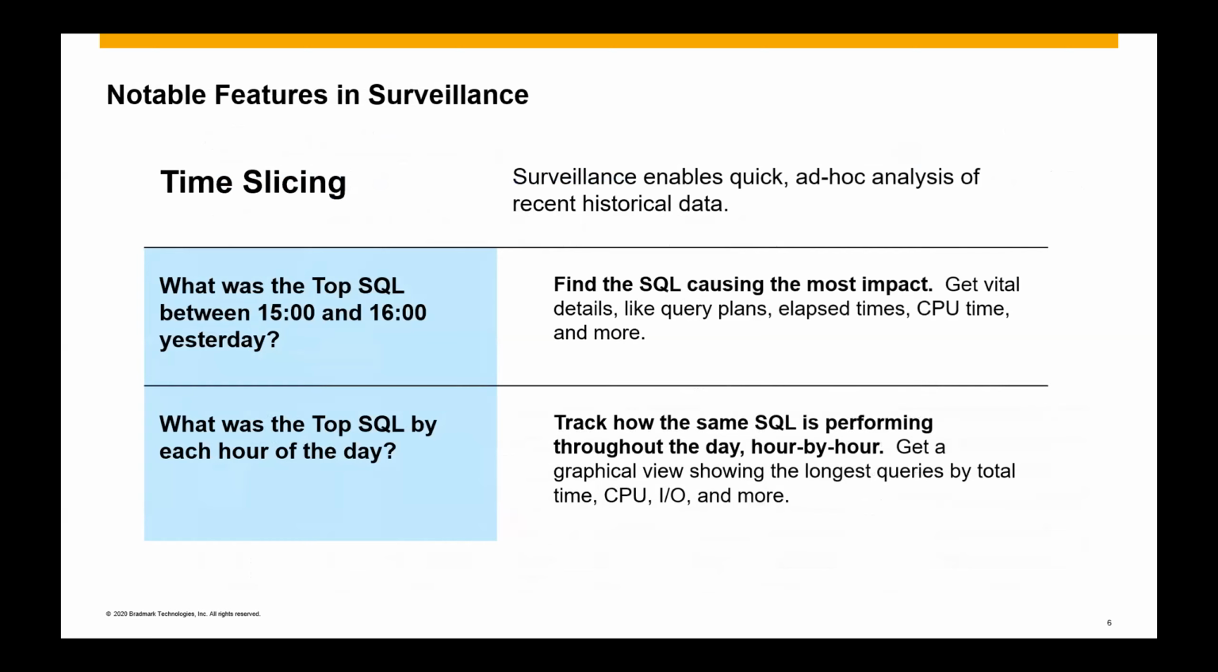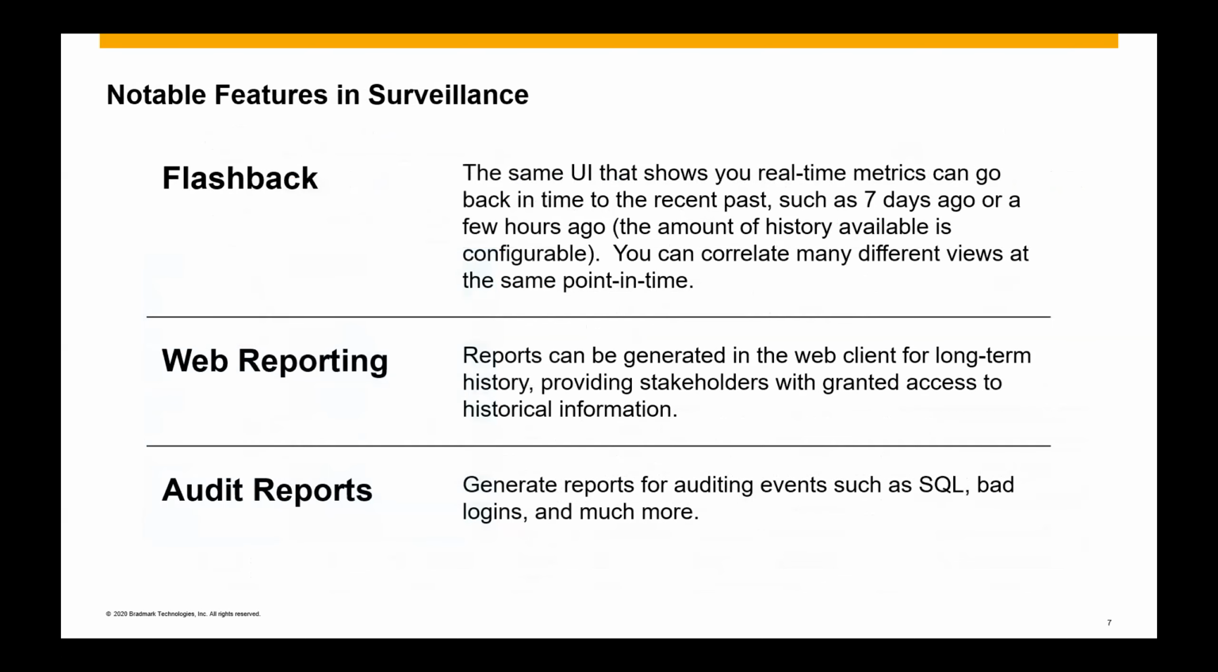We have some major features in Surveillance, such as time slicing, which is what we also call our recent history, where we can take a look at top SQL for yesterday or last week. We can also take a look at top SQL per hour of day. So if you're seeing slowdowns throughout the day, you can see which SQL is most impactful. We also have our flashback capability, where we can take our real-time interface, things like what's currently running, what is the current I/O that's going on. We can take that back in time to 3 o'clock yesterday or 3 o'clock last week.